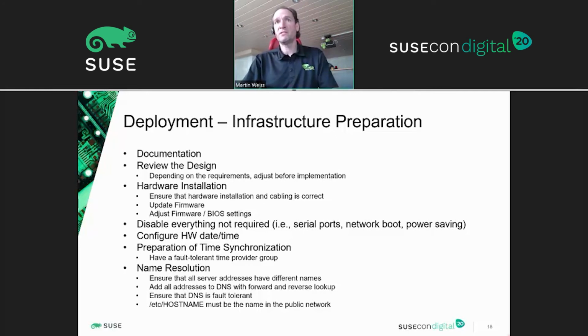Then we have to do the hardware installation in the data center. We have to make sure that cabling is correct, network cabling is fault tolerant, etc. We always apply the latest firmware to the BIOS and network cards, RAID controller, or whatever is in the system. And we standardize the firmware and BIOS settings on all the servers. And while we're in the BIOS, we disable everything that's not required, like serial ports, network boot, power saving, etc. Most important is that all the servers are as identical as possible and have standard settings.